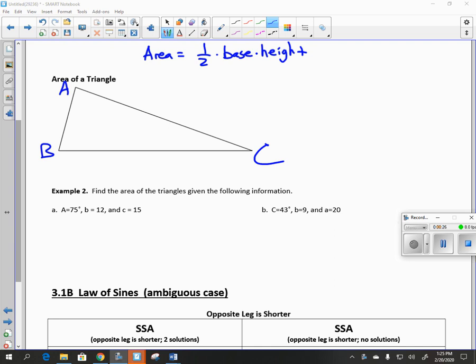But we're investigating. That's what this whole unit is about. What if we don't have a right triangle? If you label these sides, what side is this right here? This is B. What side is this? C. And what side is this? A. So right now, if you were to write the formula, you would say area is equal to 1/2 times, which letter is the base here?